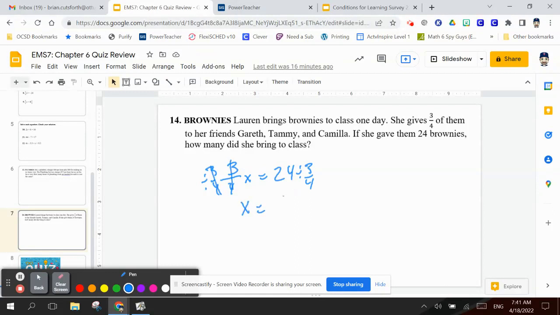I have x equals 24 divided by 3/4. So I use my keep, change, flip strategy. I have 24 over 1. Change the sign from divide to multiply. Flip my second fraction, which would be 4/3. 3 goes into 24 8 times. 3 goes into 3 once. 4 times 8 is 32. So x equals 32 brownies.